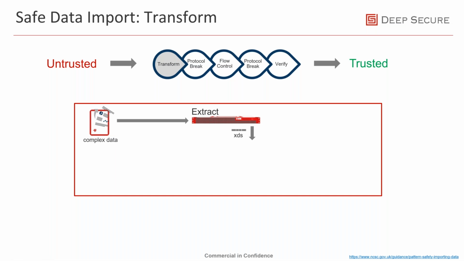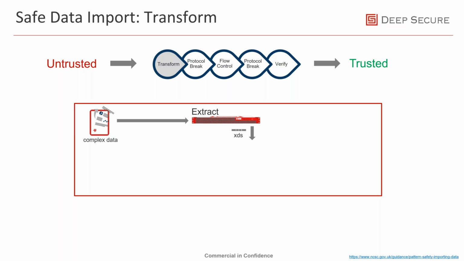So the UK pattern, the safe import pattern, describes some controls for handling importing data. And the first one of those is to transform complex data. And that's, as I said, because you can't reliably verify complex data. You can transform it into something that's a lot simpler, then you can start to verify it.